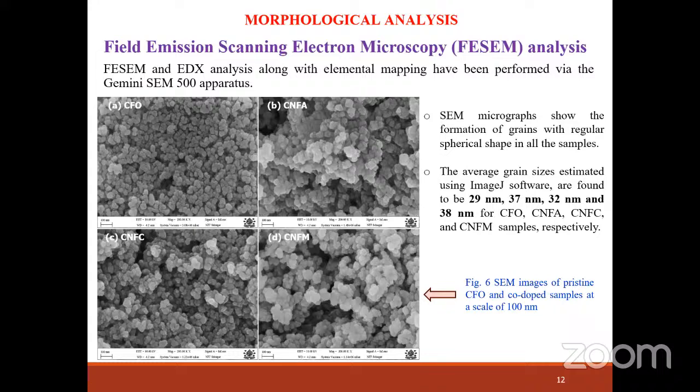We have also observed morphology using the field emission scanning electron microscope. As you can see, the samples are of uniform shape and size, and the particle size has been calculated using ImageJ software, and they are in the range of 29 to 38 nanometers for all the different samples.